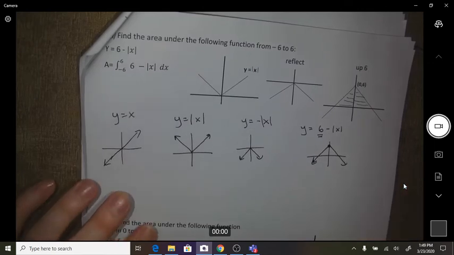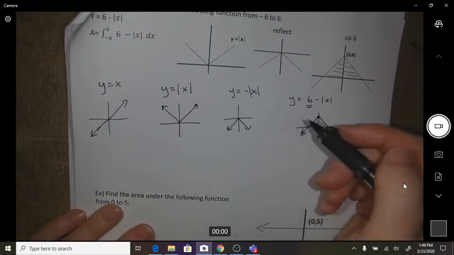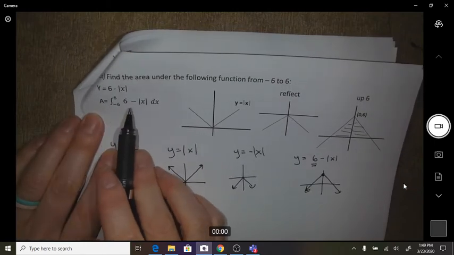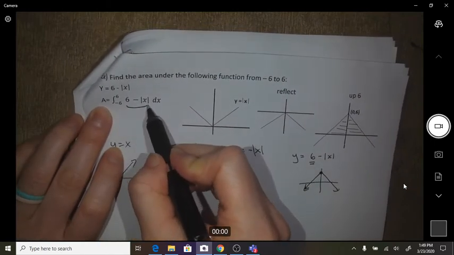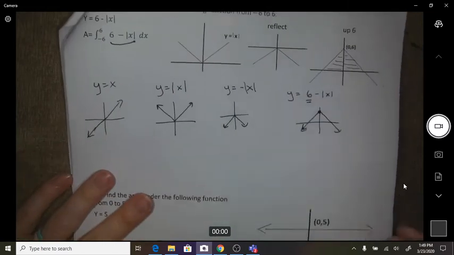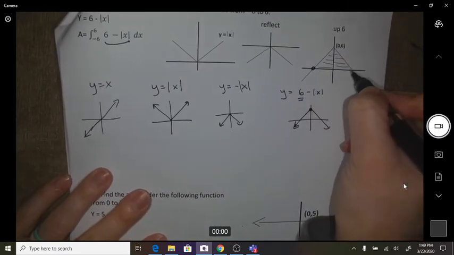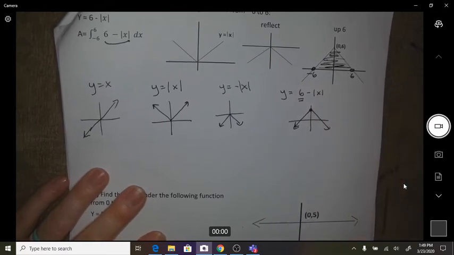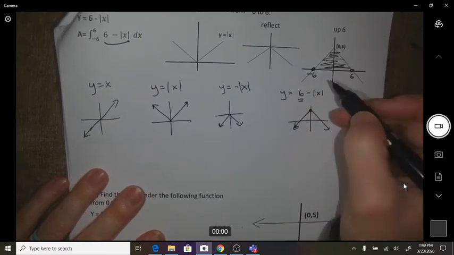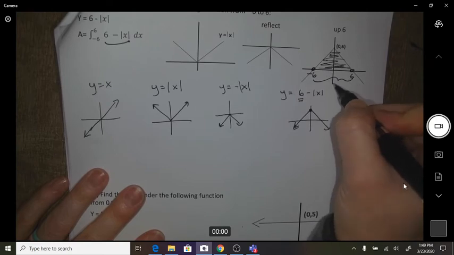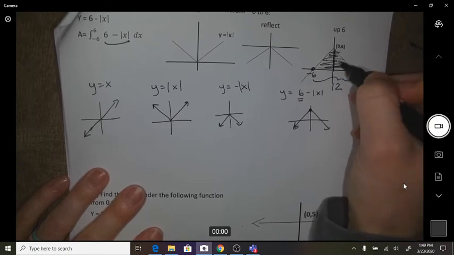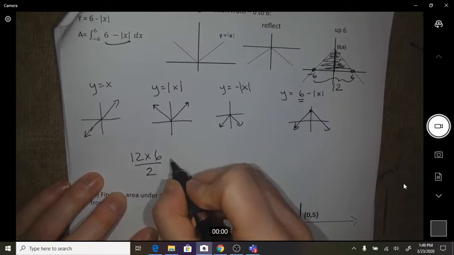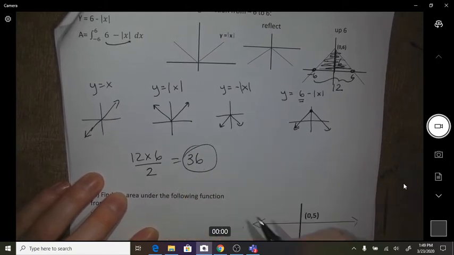So that's what the graph looks like now. Okay, so when I find the area under this curve from -6 to 6, that's what I'm doing. So I'm just going to use geometry. This base is 12 wide, the height is 6, so 12 times 6 divided by 2 equals an area of 36.